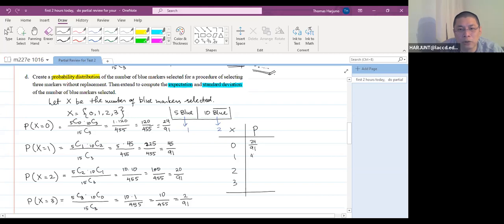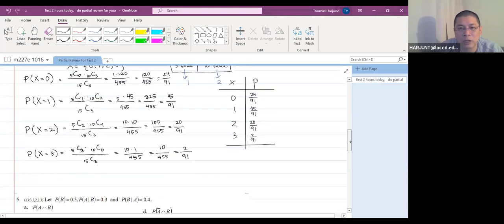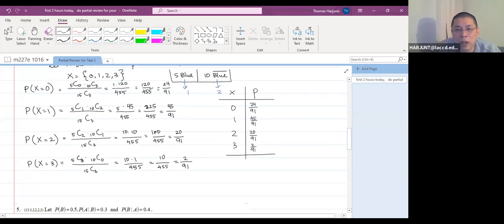Can I not reduce any further? Yeah, that's fine. I just think it's not a good idea for you to make it into decimal, and you will see very soon why I don't recommend that. When I add this, I get 91 over 91. So I confirm that's a probability distribution. Now I will extend this to find the mean and the variance.